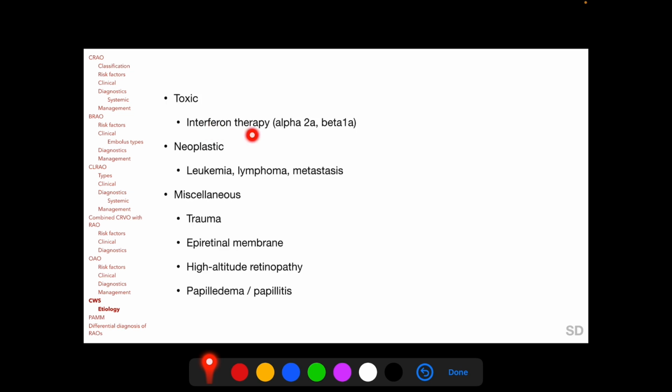Interferon therapy can also cause cotton wool spots, and leukemia, lymphoma, and metastasis are neoplastic conditions which may cause cotton wool spots. Other causes of cotton wool spots include trauma, epiretinal membrane, high altitude retinopathy, papilledema, and papillitis.